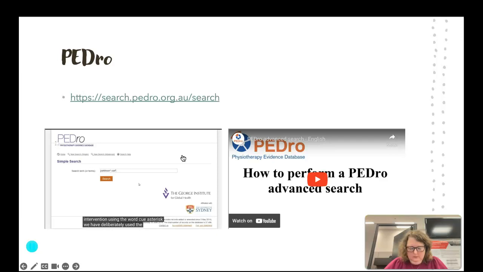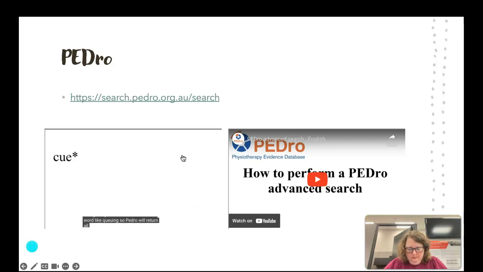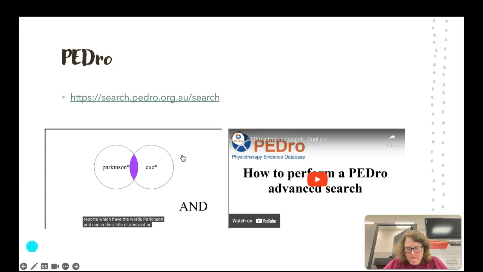We have deliberately used the text string cue asterisk instead of a word like queuing. So PEDRO will return all records containing words starting with the text string cue. These would include queue, queues, and queuing. All the words you type into the search box will automatically be combined with the AND Boolean operator. So your search for Parkinson and cue will return just those reports which have the words Parkinson and cue in their title or abstract, or in any of the indexing codes in PEDRO.